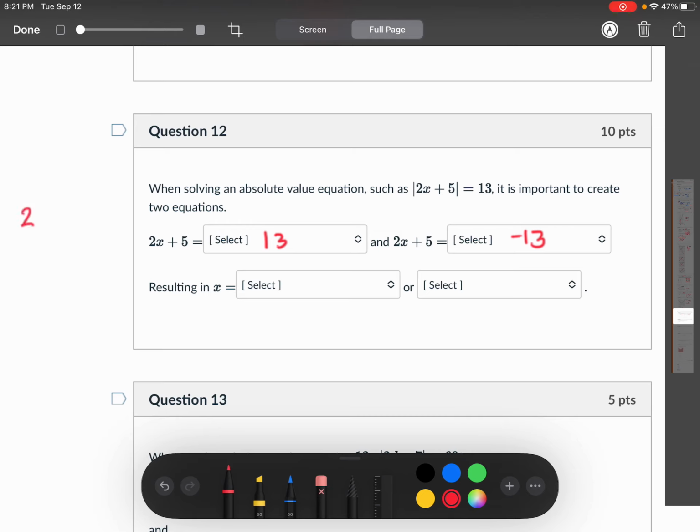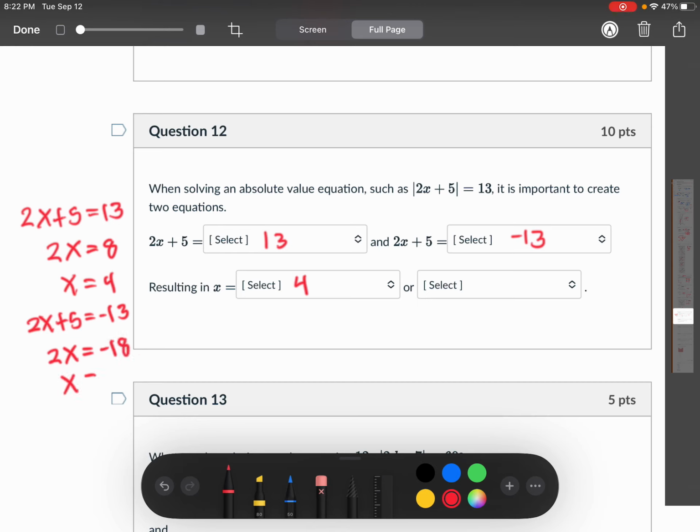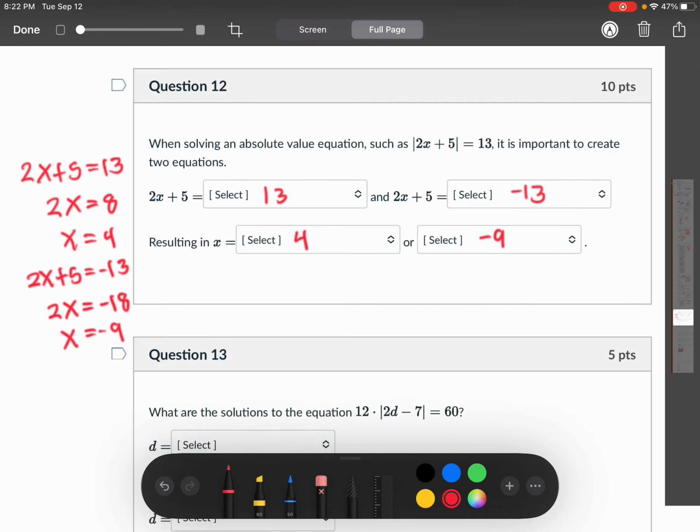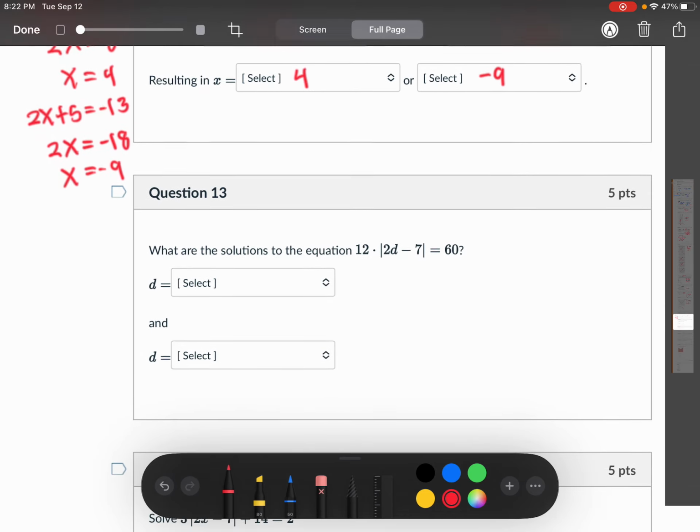So you end up with 2x plus 5 is equal to 13. So 2x is equal to 8, since I'm subtracting 5 from each side. So x is equal to 4. So this would be 4 here. And if I do the same thing except with negative 13, I would end up with 2x, and if I subtract 5 from each side, I end up with negative 18. So x would be negative 9. I don't know if that's the exact order of what that would look like, but those answers are all true right there. What are the solutions?